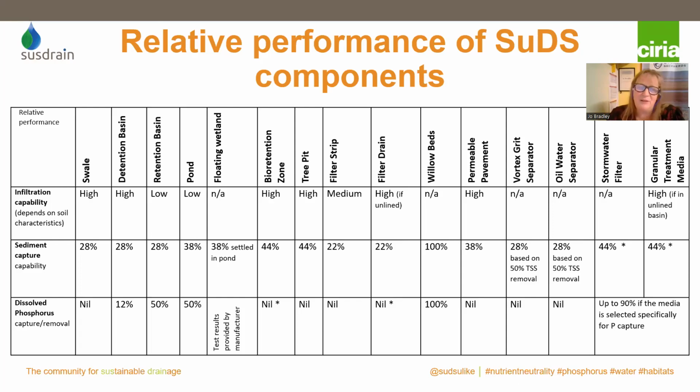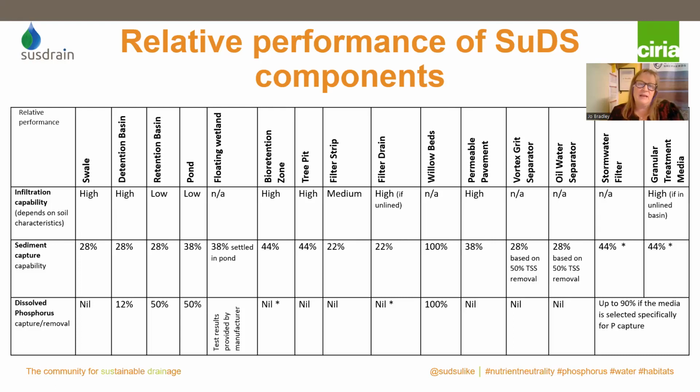What we've done is we've used the CIRIA SuDS manual for sediment capture data, which is a reputable source of data. And we've taken some international data that suggests that 55% of the phosphorus is in the particulate phase in urban runoff. So we've assumed that if a sedimentation device captures sedimentary phosphorus, then we can work out the percentage of that phosphorus that will be captured and removed. And that's what's in that second row. So 28% for a swale, for example, 38% for a pond.